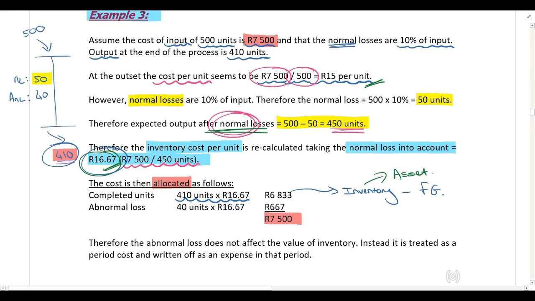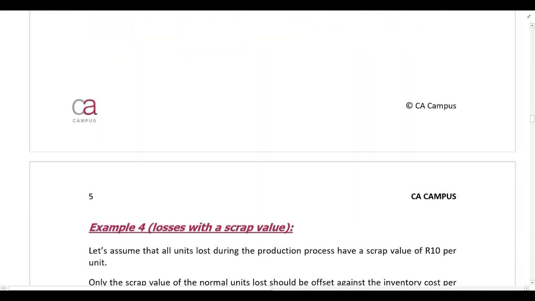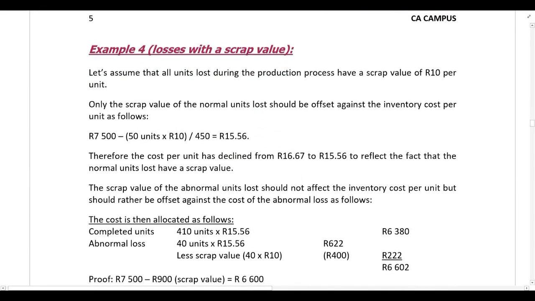Then we look at our abnormal loss. How many units was the abnormal loss? 40 units. So my abnormal loss is 40 units multiplied by that same inventory cost per unit, and that is my abnormal loss. And remember, abnormal losses do not affect the value of my inventory. My abnormal loss is going to be expensed in the period incurred. All right, so not too difficult. I'm just going to make it slightly more difficult over here.